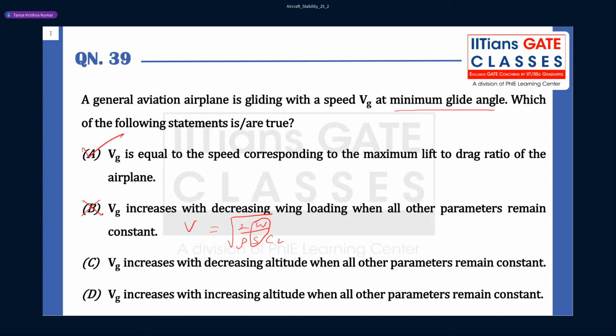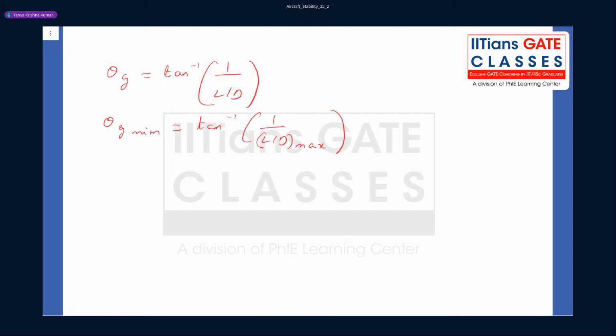Next, Vg increases with decreasing altitude when all other parameters remain constant. Again, let's look at the same formula. Okay, so if your altitude is increasing, with increase in h, density reduces. Correct? So, which of those two statements will be true, C or D? First is Vg increases with decreasing altitude. Next is Vg increases with increasing altitude. With increasing altitude, your density reduces and Vg increases, right? So point number D, this is true. Okay, now let's go to the next question.